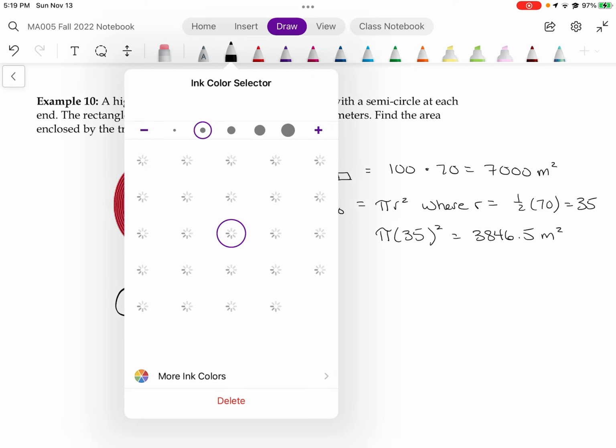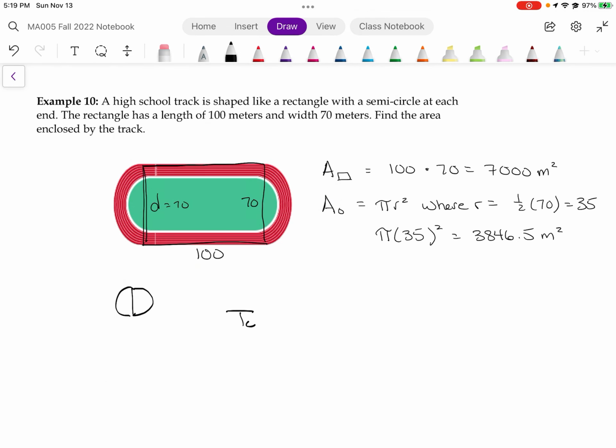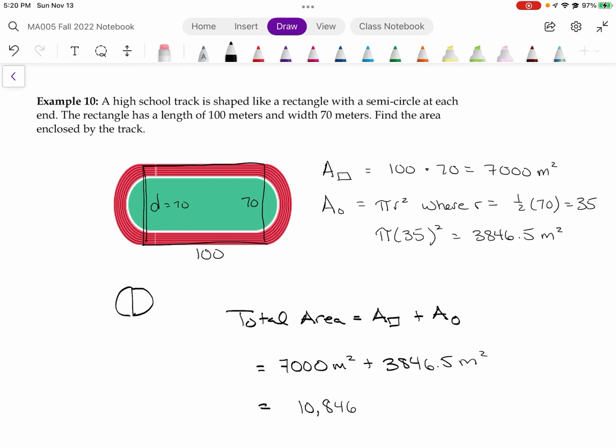So the total area is the area of the rectangle plus the area of the two semicircles, which is a circle. So that is 7,000 meters squared plus 3,846.5 meters squared, and that gives me 10,846.5 square meters. And that is the area of the whole thing.